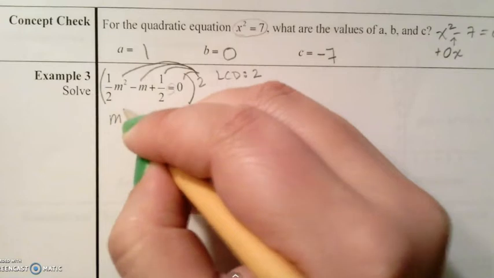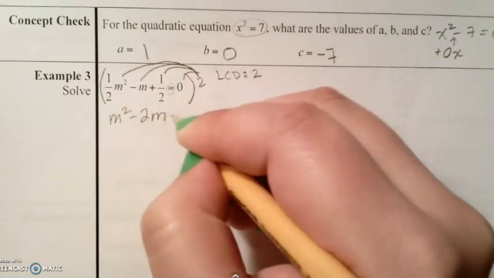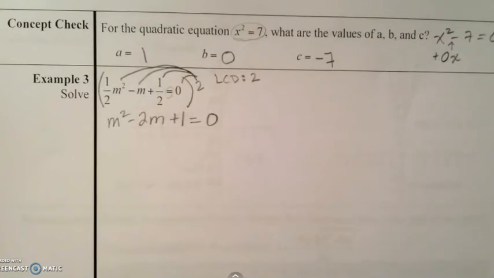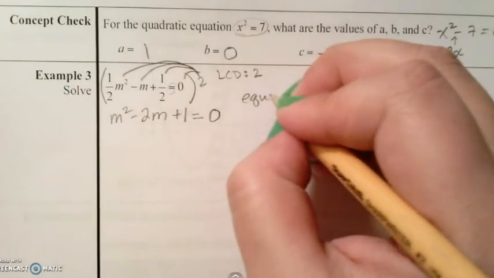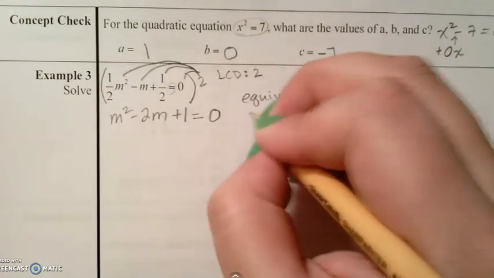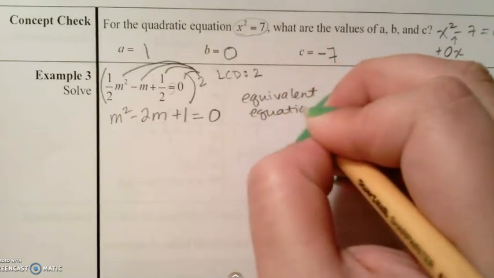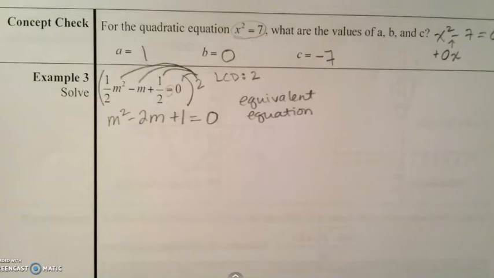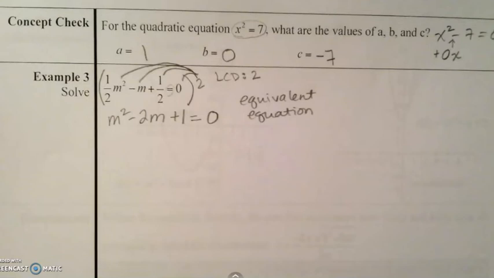So we have m squared minus 2m plus 1 equals 2 times 0 is 0. This is what's called an equivalent equation, meaning it will have the same solutions. Now we can factor this, or we can try to factor this. We can try completing the square, or we can try quadratic formula, and we should try them in that order. If it's easy to factor, factor it. If it's easy to complete the square, do that. Otherwise, use the quadratic formula.